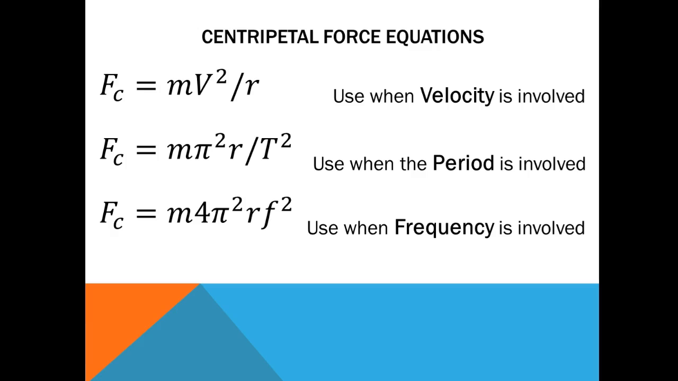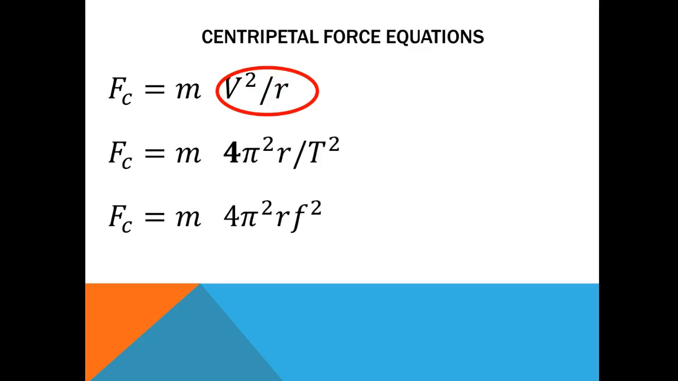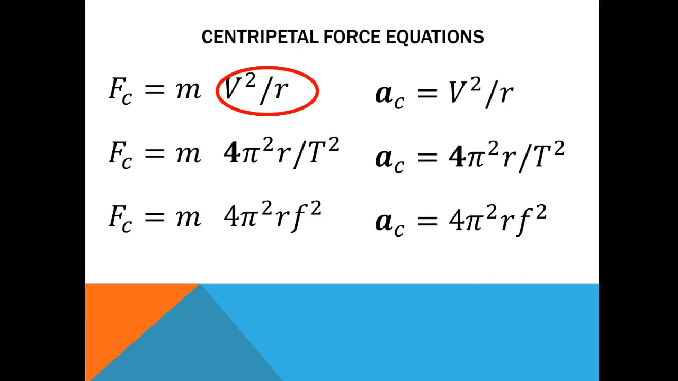Notice in each scenario, if I'm finding the force, I have to find the mass. The formula we've dealt with before, force equals mass times acceleration. If I cut out the mass from each of these formulas, I'm left with just the acceleration of each version. So if I'm dealing with the velocity, I have a formula for finding the acceleration, v squared divided by r. If I'm dealing with the period, I'd find a formula 4 times pi squared r divided by T squared, which is the period squared. That's my acceleration there.